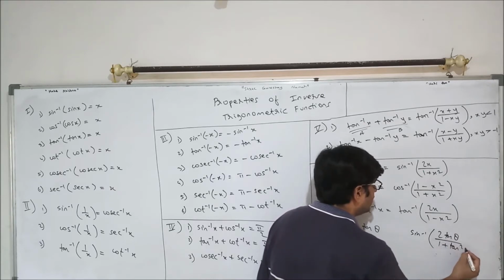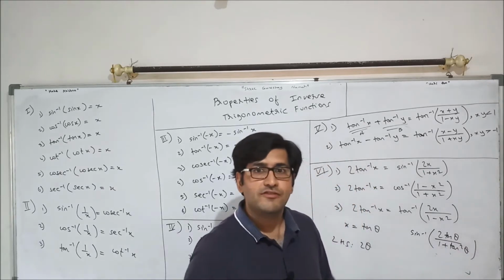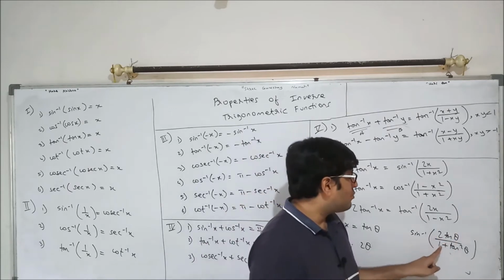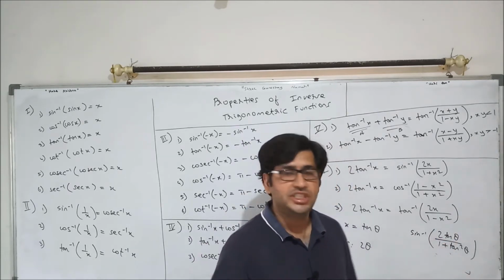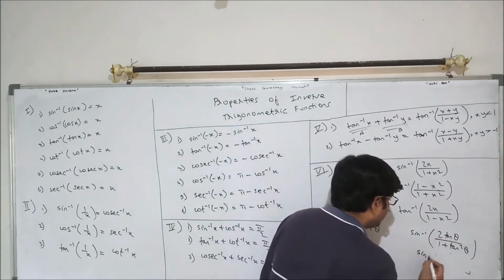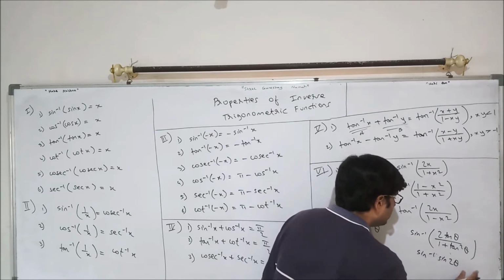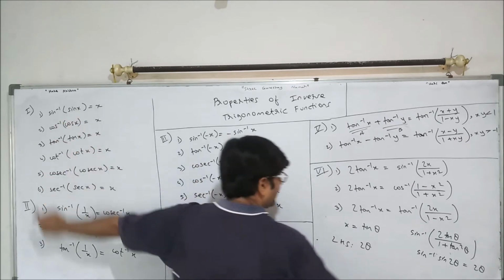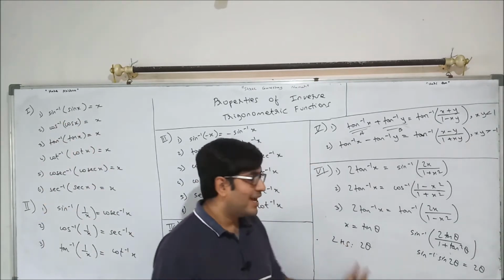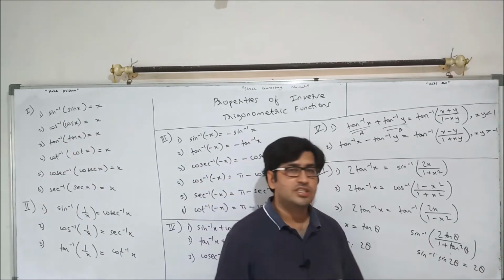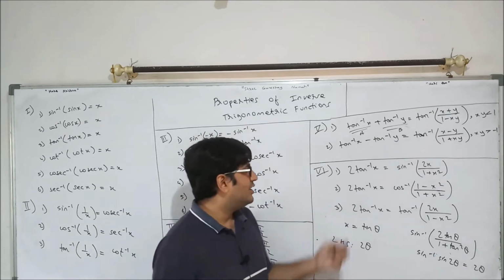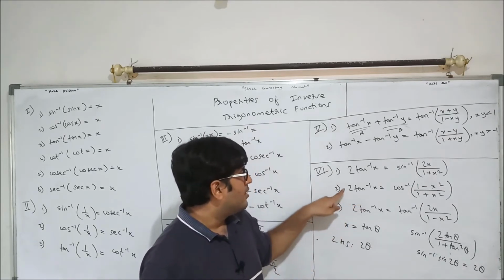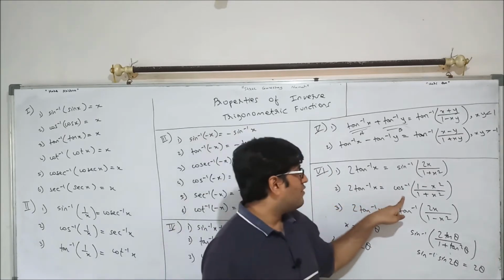Now students, in your 11th standard you have studied this formula: 2 tan theta upon 1 plus tan square theta is sin 2 theta. So we are going to get sin inverse of sin 2 theta, which is the same as 2 theta according to this formula: sin inverse of sin x is x. So we are getting LHS is 2 theta, RHS is 2 theta. Understood students? Likewise you can similarly prove the second and the third one.